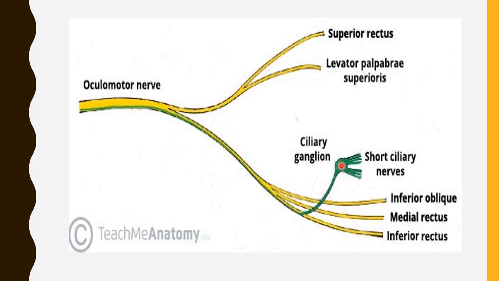Now, these preganglionic fibers are related to this ciliary ganglion of the parasympathetic fibers, and then these postganglionic fibers are relayed to the sphincter pupillae and the ciliary muscles through the short ciliary nerves. So this is basically the parasympathetic supply through the short ciliary nerves to the sphincter pupillae and to the ciliary muscles.